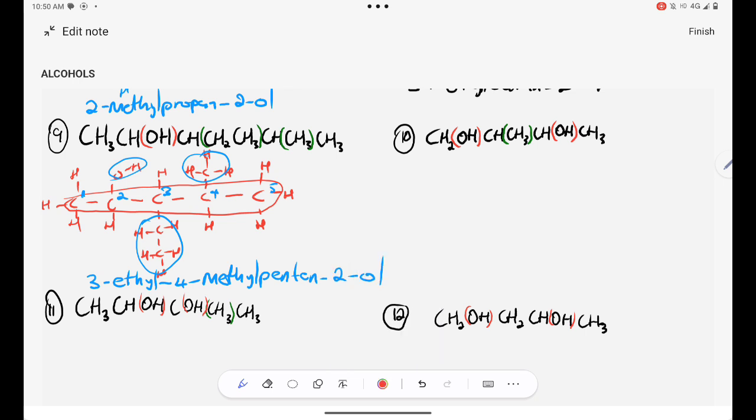Okay, and then now I simply have CH2 with an OH, and then I have a CH with the CH3. I have a CH with an OH and a CH3. Just write the hydrogens over there.